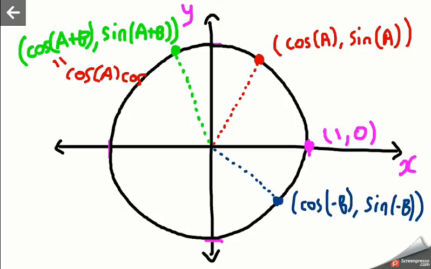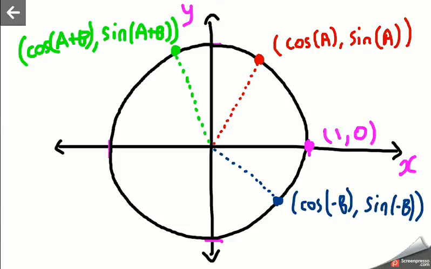The most common proof out there on the internet seems to only work for when a plus b is an acute angle and neither of them are negative. So I like this one because it actually works for any values of a and b that you want. And so yeah, we're going to take a look at that today.